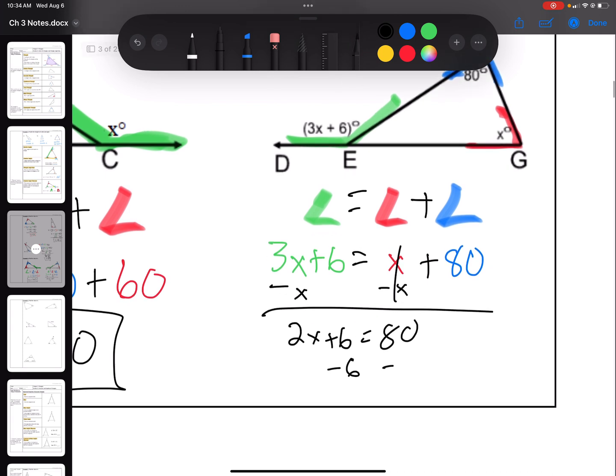I can subtract 6 from both sides. I'll get 2x equals 74. And last step, all I need to do is divide both sides by 2. And if I do that, I'll get x equals 37.